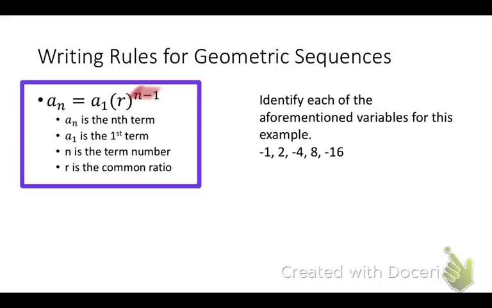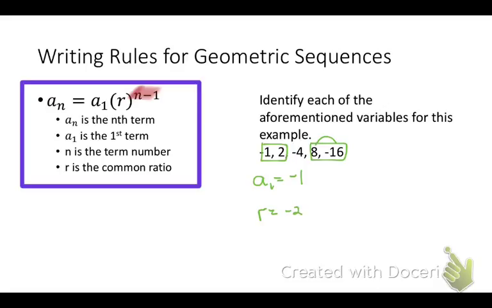So in this case, where it says identify the aforementioned variables for the example, what's your first term? -1. Can we find our ratio? Yes. Yeah? How? Look at the sequence. Picking any two numbers. It doesn't matter if you pick these two. It doesn't matter if you pick these two. Just make sure you work back to front. So like -16 divided by 8 is a -2, right?